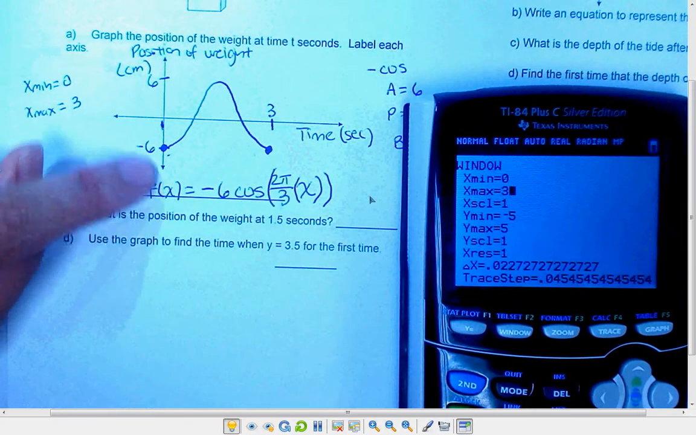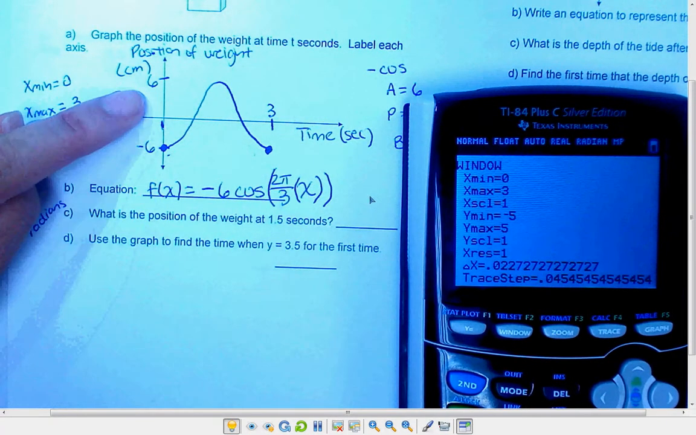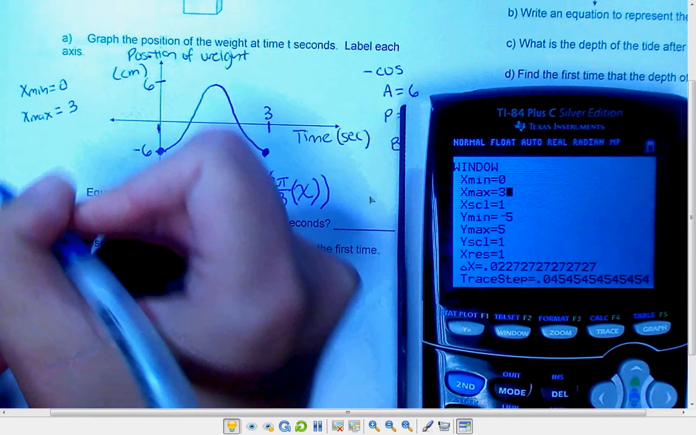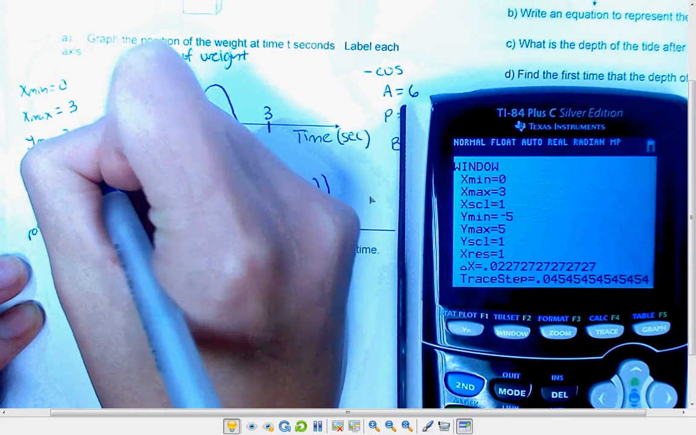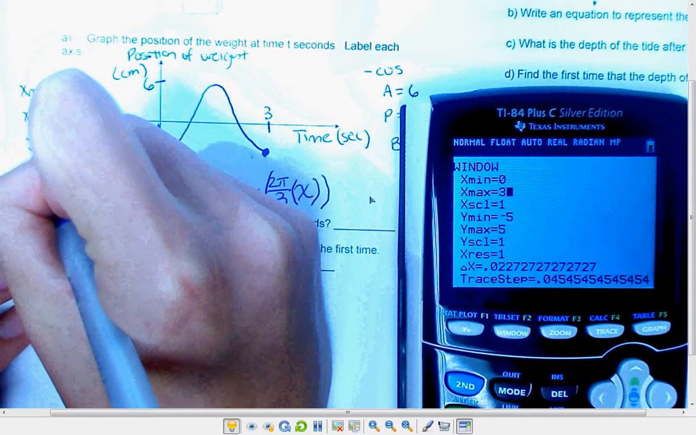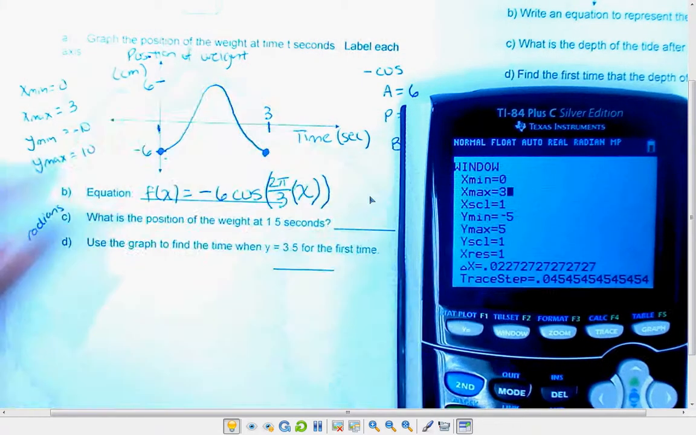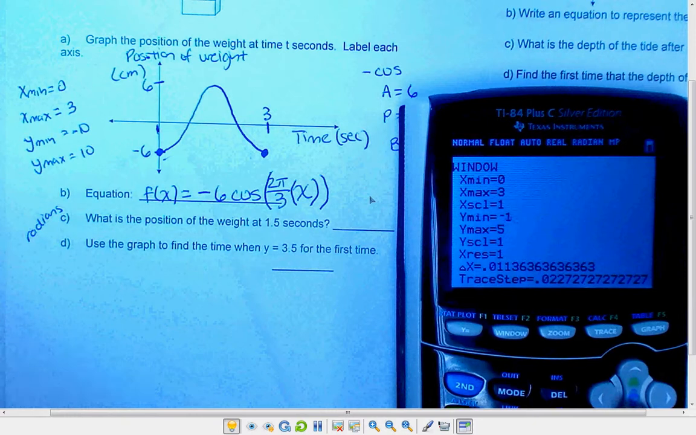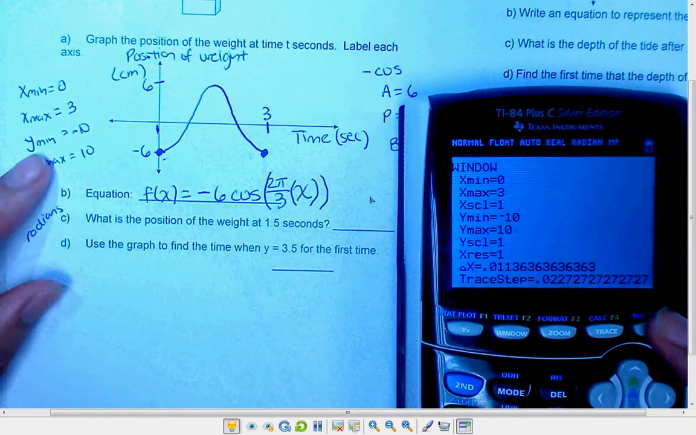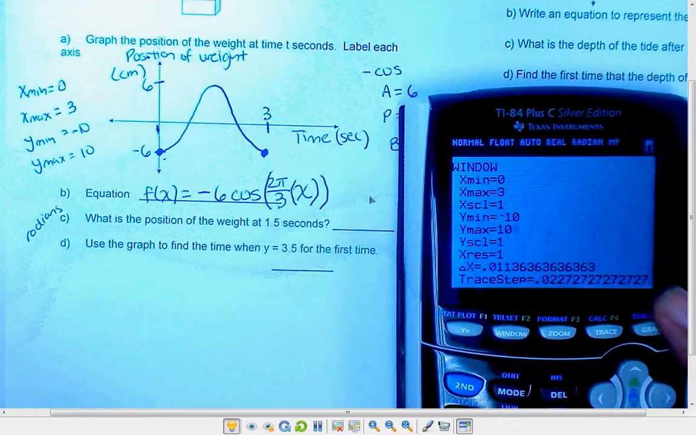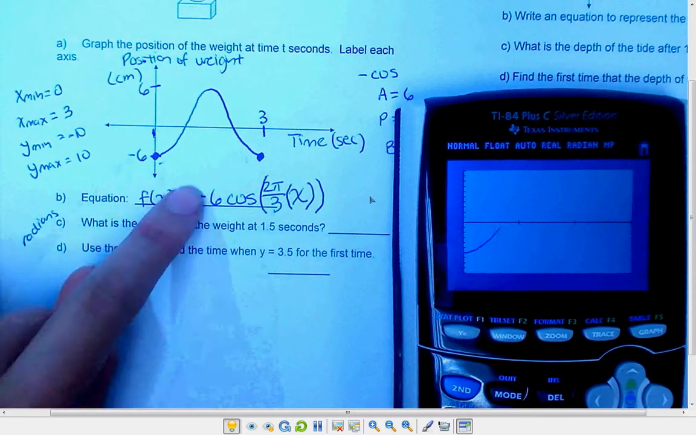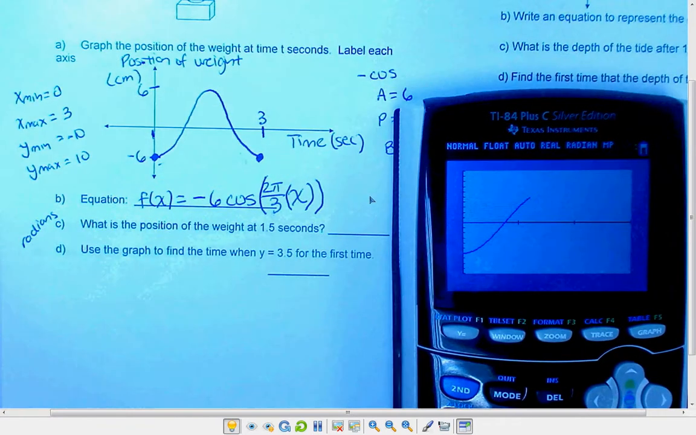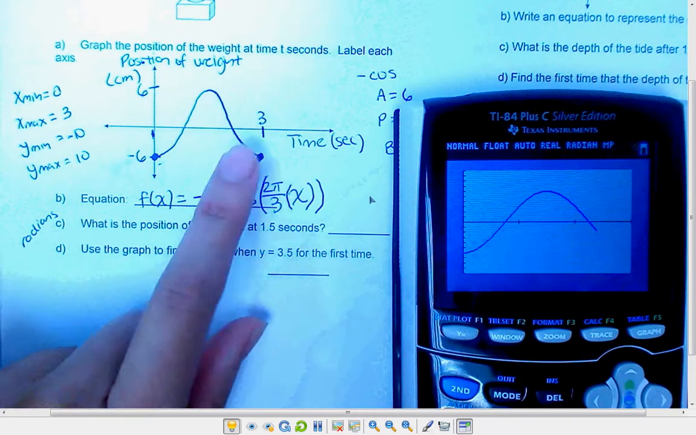For my y minimum and y max, it's going from -6 to 6. I want to add a little bit more space so I can see it better. So let's make our y minimum -10 and our y maximum 10, just so we can make sure we can see the whole graph. So 0, 3, -10, and 10. I'm not going to change my x scale or y scale. Now when I press graph, I should see a picture of this graphed on my screen. Yep, this is indeed, here's one cycle. It's a negative cosine.